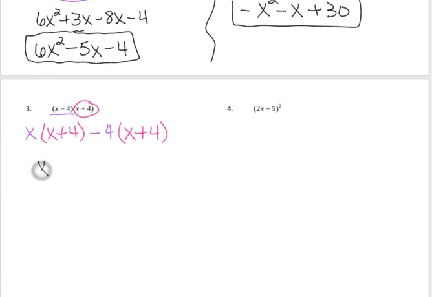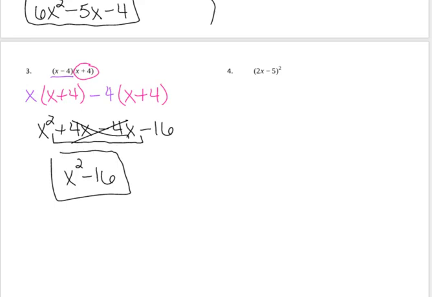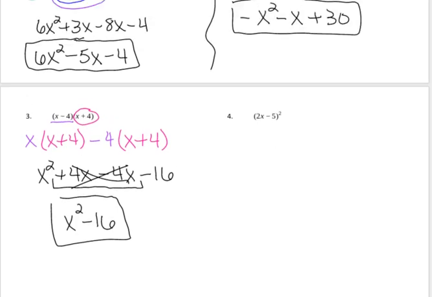So x times x is x squared, x times 4 is 4x, negative 4 times x is negative 4x, and negative 4 times 4 is negative 16. Now on this one, you'll notice that this plus 4x and minus 4x actually cancel each other, and so we get x squared minus 16 for our final answer there. Now number 4 looks a little different. This says 2x minus 5 squared.